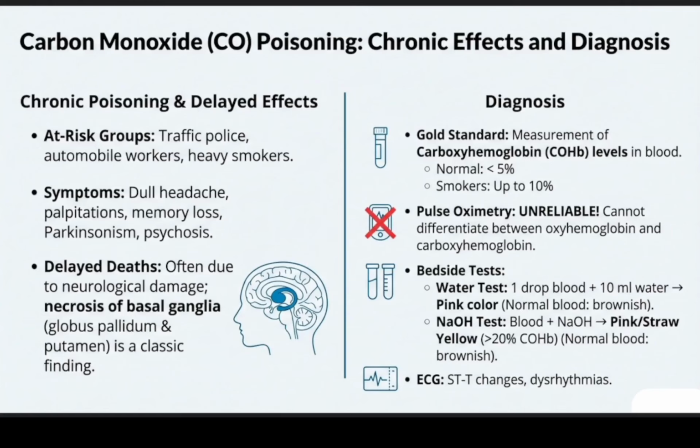Next, how are we going to diagnose it? Gold standard is the measurement of carboxyhemoglobin level in the blood. Less than 5, normal. Up to 10, it is there in smokers, but more than that, no. Pulse oximetry is not reliable as such, because it cannot differentiate between oxyhemoglobin and carboxyhemoglobin.